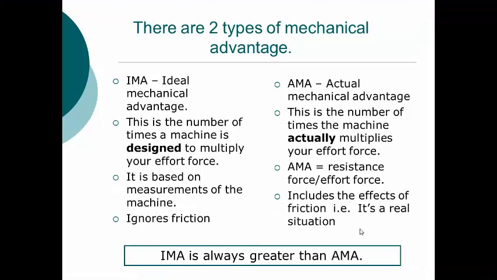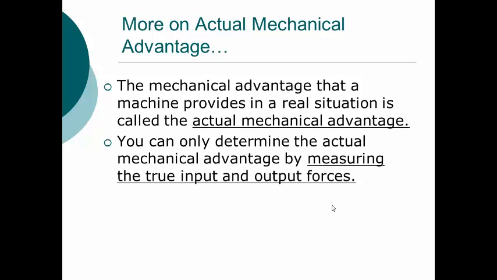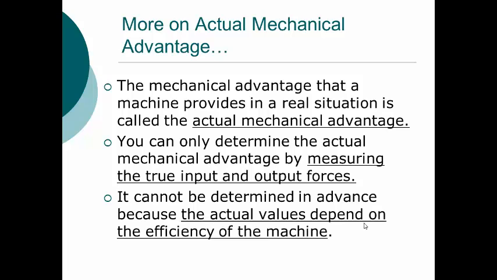Your ideal mechanical advantage is always going to be greater than your actual mechanical advantage due to those effects of friction. When we focus on the actual mechanical advantage, that mechanical advantage is what the machine provides in a real situation. You can only determine the actual mechanical advantage by physically measuring the true input and output forces. You can't determine it in advance because those actual values depend on the efficiency of the machine.